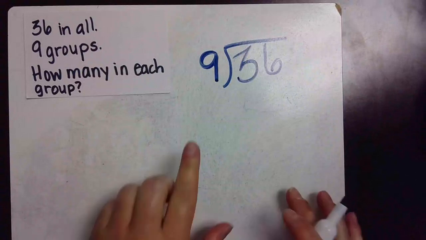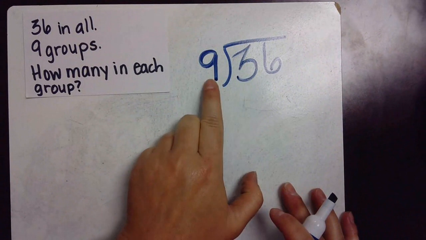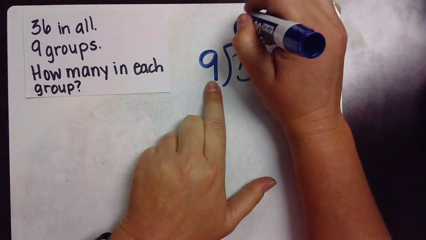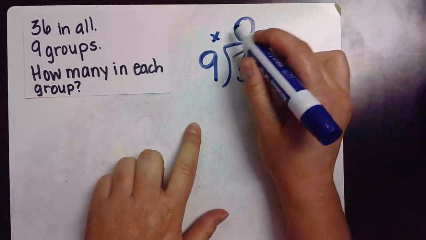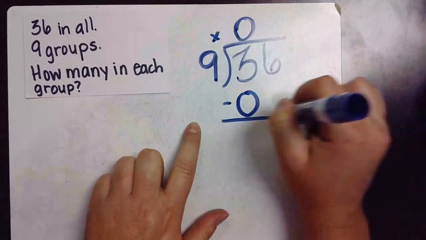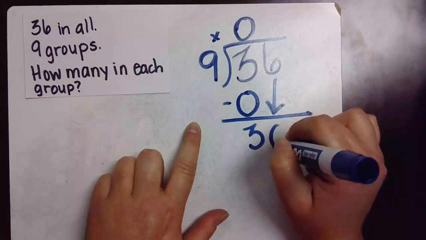Step 1 is to divide. How many times does 9 go into 3? Well, 3 is less than 9, so I can't split 3 tens into 9 groups. So it goes in there 0 times. Divide, multiply. 0 times 9 is 0. Subtract. 3 minus 0 is 3. Subtract and bring it down.